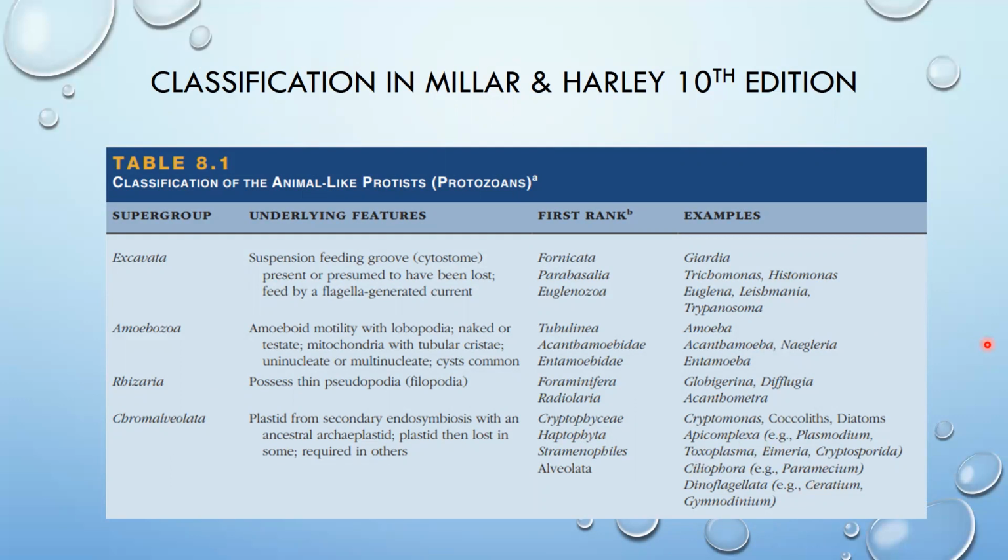So this one is the difference in the classification of protozoans in Miller and Harley 5th and 10th edition. So it would be helpful for you to study the examples along with their groups in both the 5th and the 10th editions of the Miller and Harley, so you can cope up with your questions in the exam.